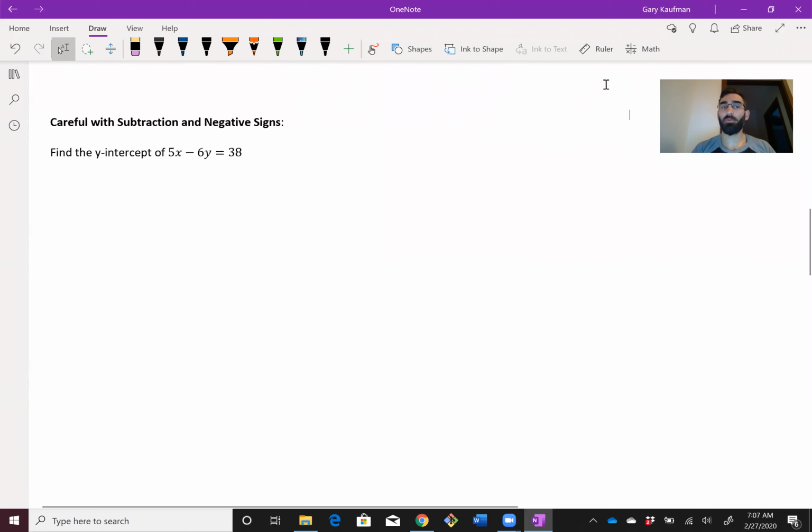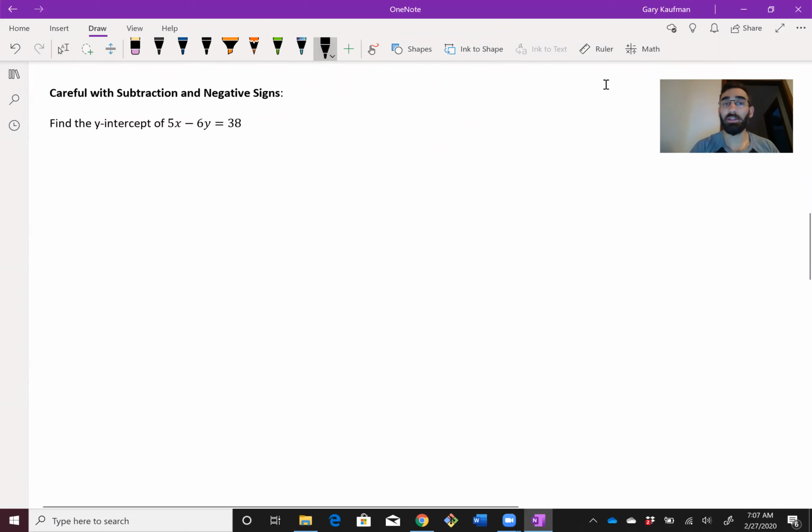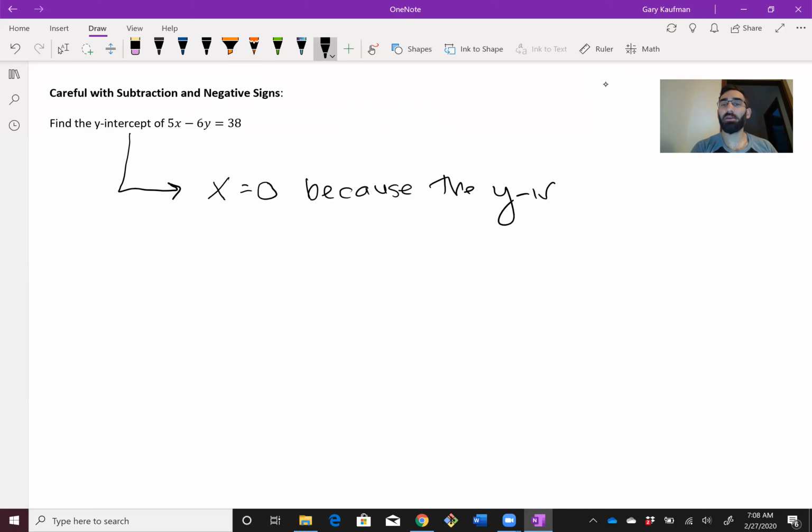Now, you saw just a moment ago with calculating slope and being careful with the negatives. I saw a lot of errors when calculating the intercepts and losing the subtraction or negative sign. So again, pause the video and try this on your own before I do it as well. So the y-intercept, we know that x equals 0 because the y-intercept is on the y-axis. And the x value is always 0 there.